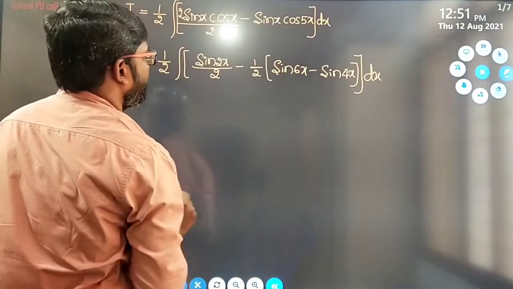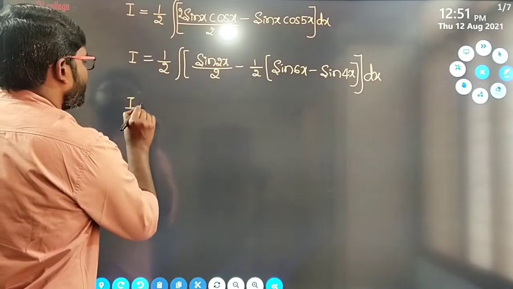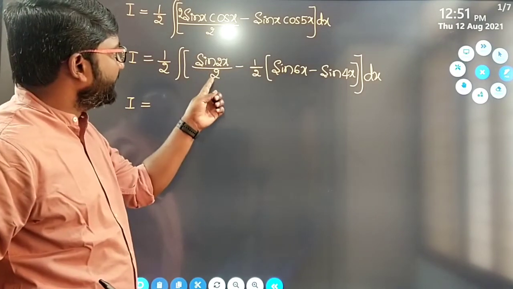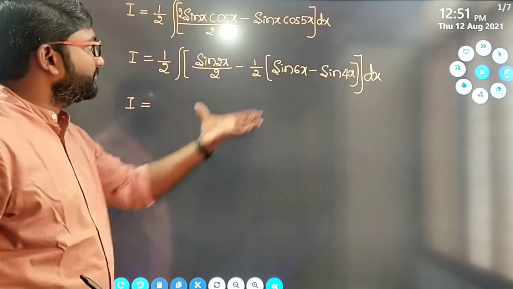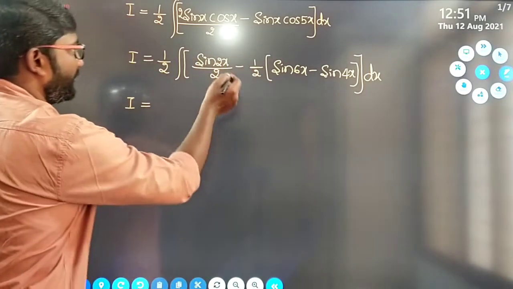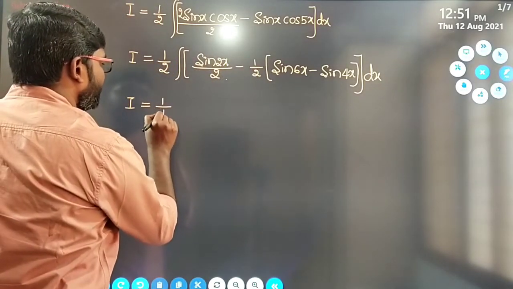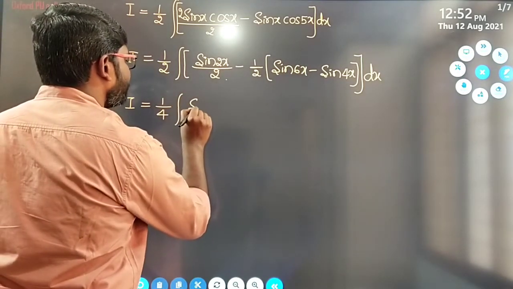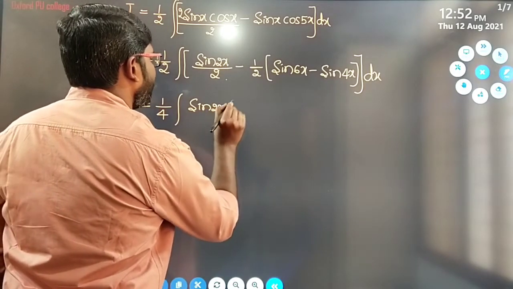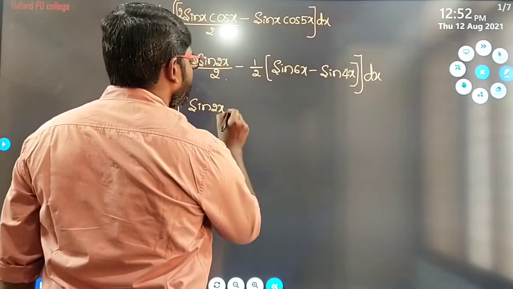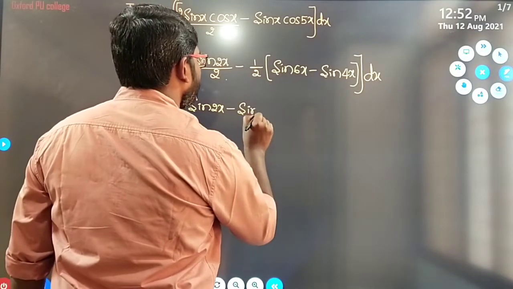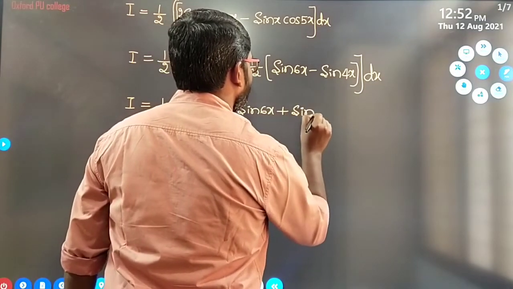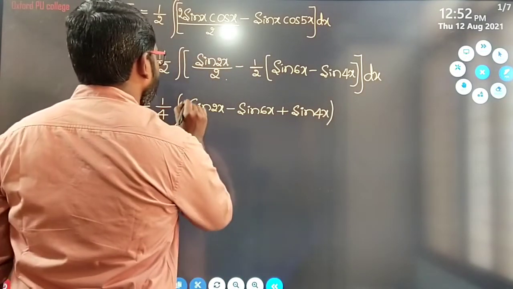So now simplify this further. I is equal to, so see here, from these two terms we can take 1 by 2 common. Here also 1 by 2 is there, here also 1 by 2 is there. So from these two I can take 1 by 2 common. 1 by 2 into 1 by 2, it will be 1 by 4. 1 by 4 integral what we have, sin 2x, then multiply minus with these two terms, minus sin 6x, and then minus into minus it becomes plus sin 4x dx.